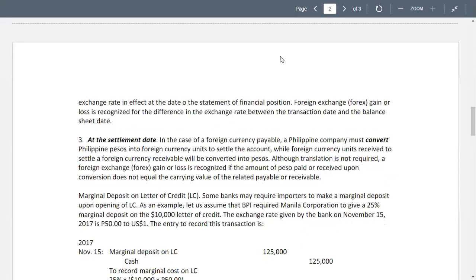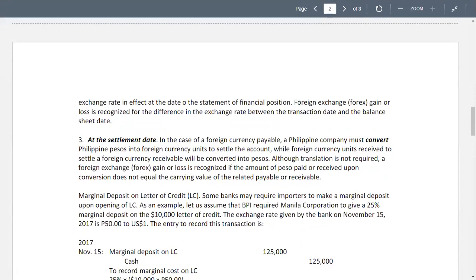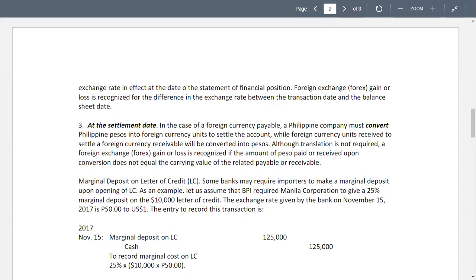Now we have the marginal deposit on letter of credit. Some banks may require importers to make a marginal deposit upon opening of letters of credit. An example, let us assume that BPI required Manila Corporation to give a 25% marginal deposit on the $10,000 letter of credit. The exchange rate given by the bank on November 15 is 50 pesos to 1 US dollar.